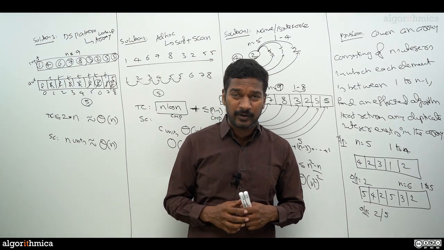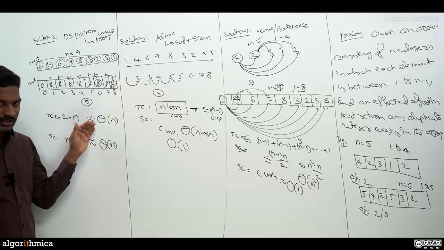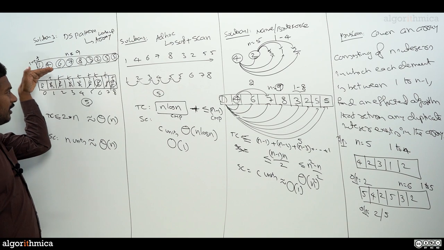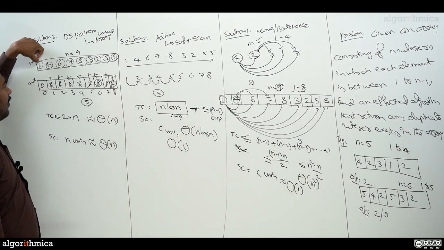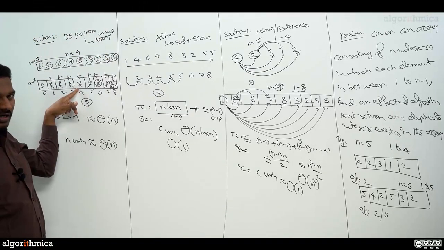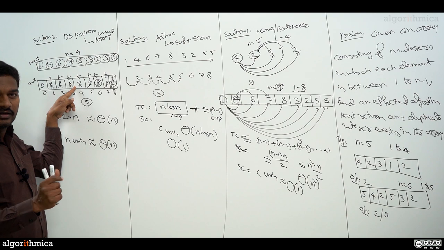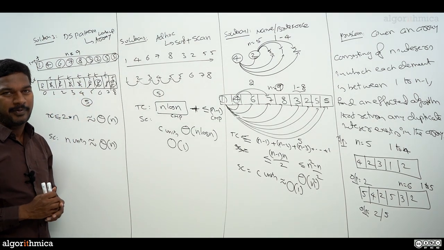Let's observe a little more deeply into solution number 3. So what are we doing in solution number 3? We are trying to get it into one single scan. That's definitely a good idea. Since I want to know whether one is repeated anywhere, I'm taking the help of this extra array to look up quickly whether it is repeated or not. This extra lookup is causing the space.